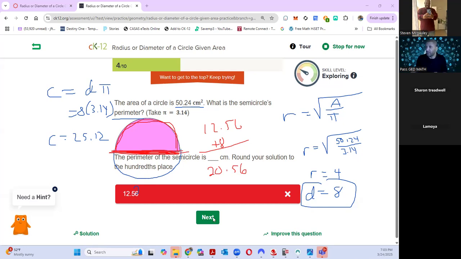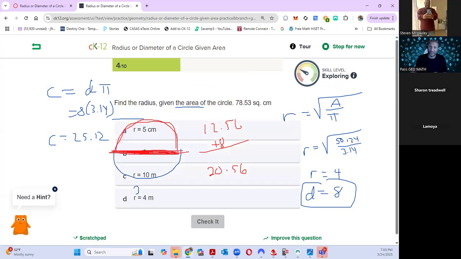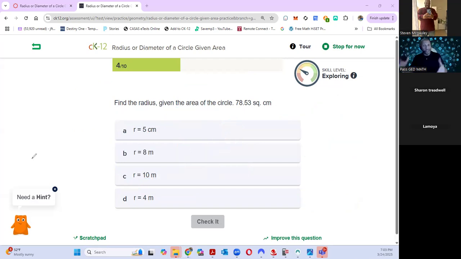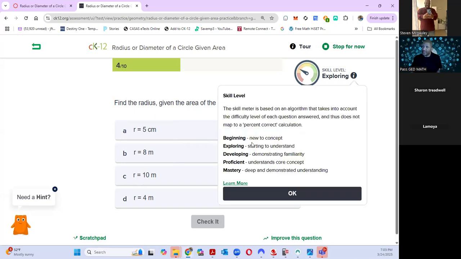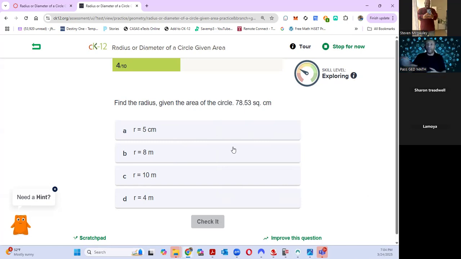They won't let me do it again. But again, these are the steps. Now, if you notice this practice, you get a bunch of practice and it gives you little ratings. Are you beginning? Are you exploring? Are you developing? Are you proficient? What I would expect you to do on this website, if you're using it, is get up to proficient to pass the GED. So now I'm looking at this problem, find the radius, given the area.